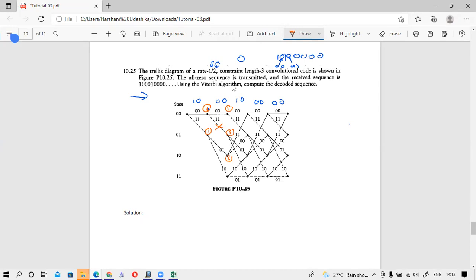Likewise, you have to count all the Hamming distances per point. Then you have to follow through the minimum Hamming distance weight. Then within this route, you can find the output. These outputs are the decoded ones. Likewise, you can decode the signal, and that decoded signal may be without error. So please try it by yourself.